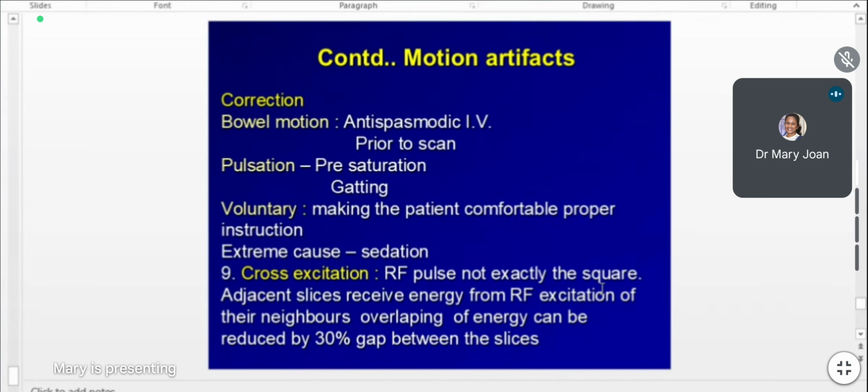And cross excitation: the RF pulse is not exactly square. Adjacent slices receive energy from the RF excitation of their neighbors. Overlapping of energy can be reduced by a 30% gap between the slices.